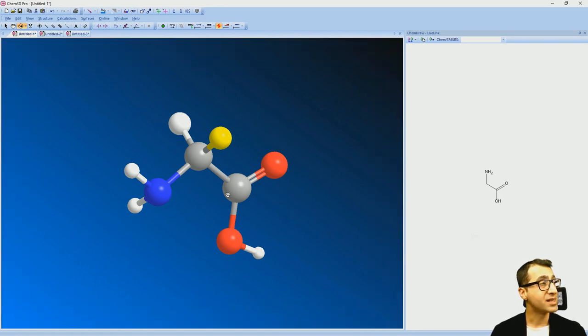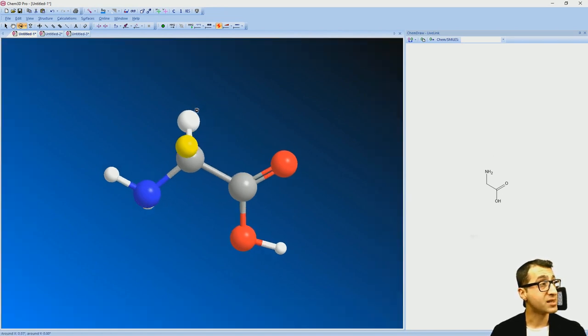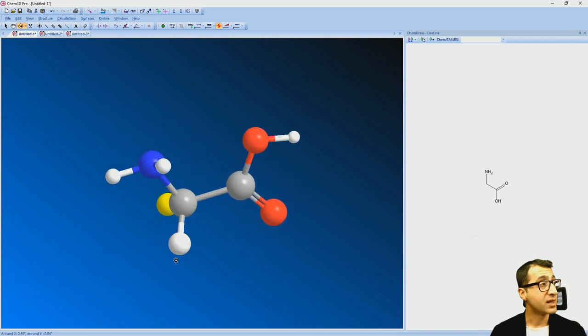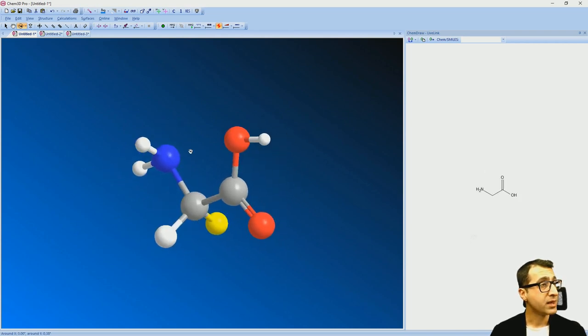So here we see glycine, the simplest amino acid. And so what we have here is the amino group, NH2, a nitrogen atom bonded to two hydrogen atoms. This is bonded via a single nitrogen to carbon covalent bond to the alpha carbon. The alpha carbon, in the case of glycine, which is the simplest amino acid, has a hydrogen, and the R group, the variable group, is simply a hydrogen atom.